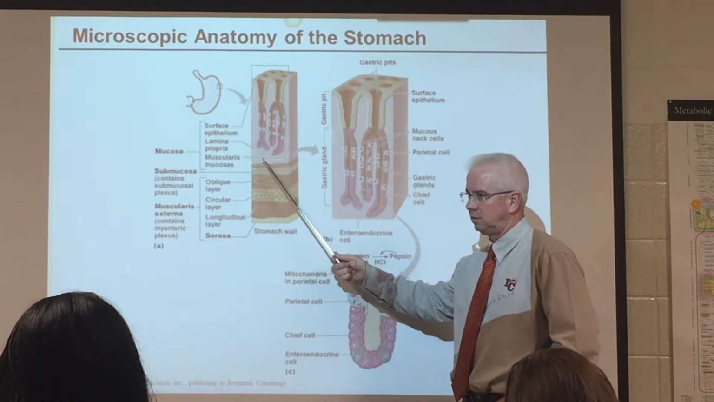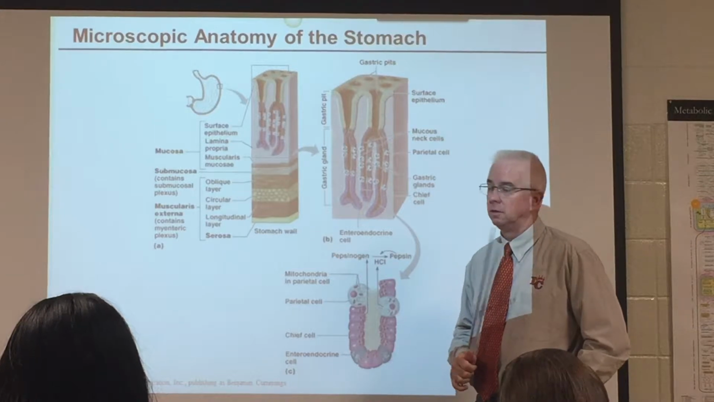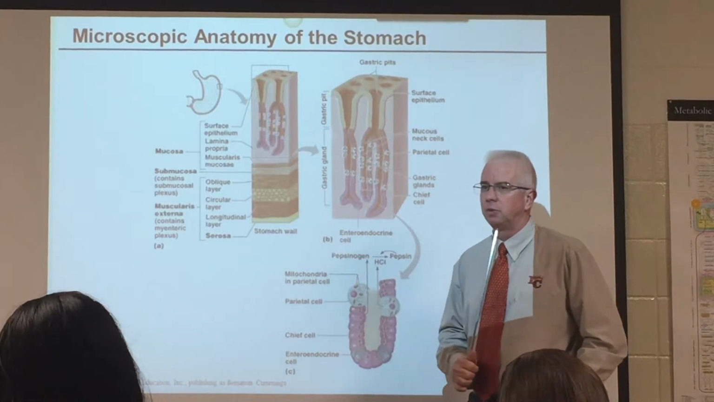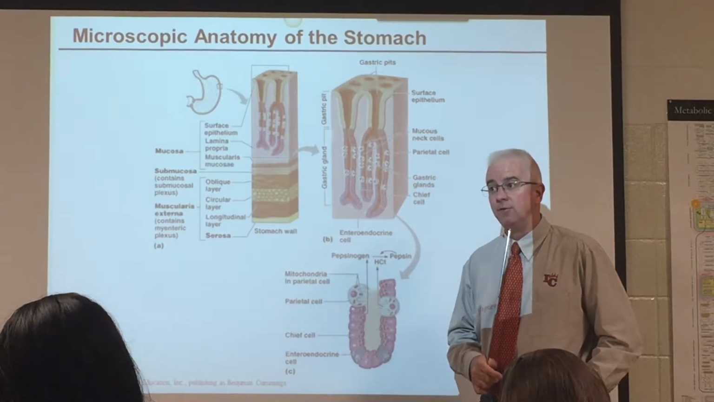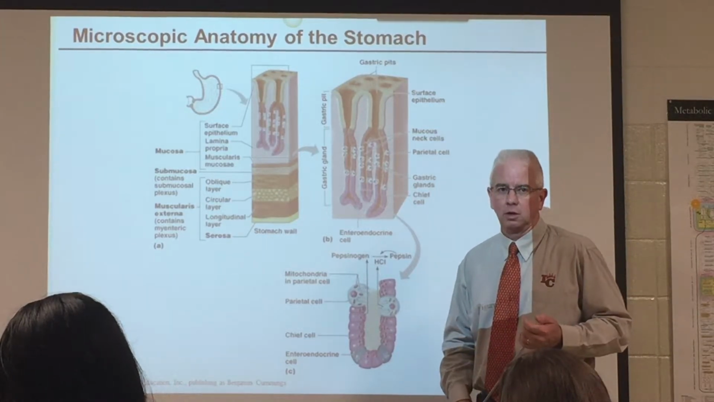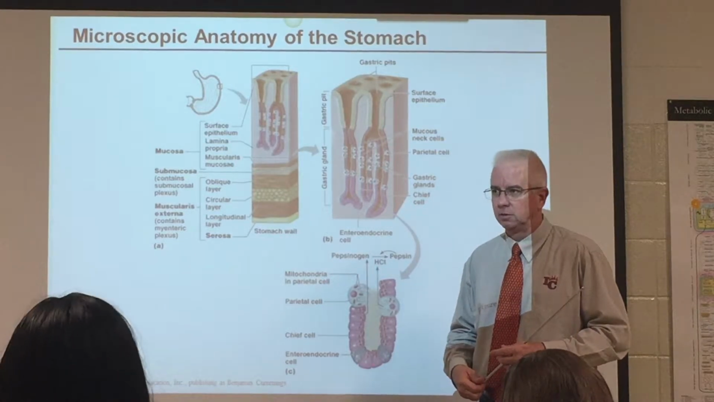Please don't confuse this with the muscularis externa. They are both smooth muscle, but the muscularis mucosa is primarily there for folding. Now, if you're going to make the digestive system work, this is an important anatomical observation.